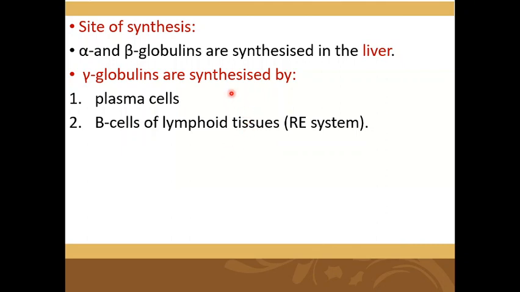Now, where are the globulins synthesized? Alpha and beta globulins are synthesized in the liver, and therefore we have seen in the last slide that if the liver is damaged, then the proteins are decreased. Gamma globulins are synthesized by the plasma cells, B cells of lymphoid tissue, and the reticuloendothelial system.